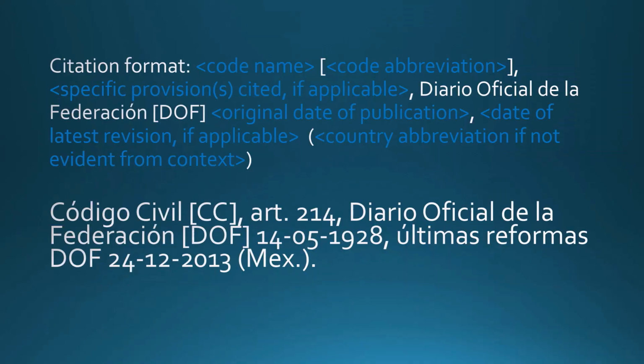There are a few common elements that a citation to a code should have. Here is an example from Mexico's Federal Civil Code. Here you can see the citation format with the information you need to fill in written in blue and a completed example. Most citations to a particular code will require the name of the code abbreviation, the section, if applicable, the date of publication, and an indication of the country it is in.